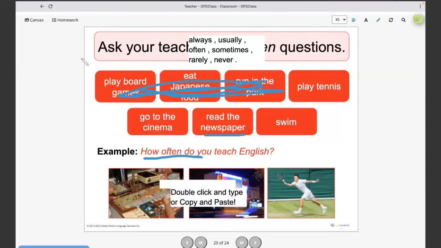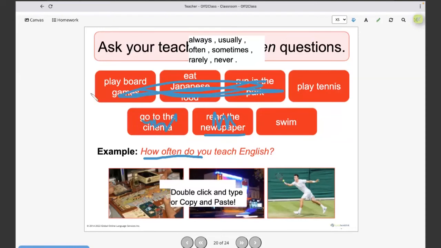Now, Nora asked Manal a question. Okay, Manal, how often do you go to the cinema? Usually, you say I usually go to the cinema every weekend. Okay, I usually go to the cinema every weekend. Good, nice. You like movies, Manal? Yes. Okay, nice. Me too.